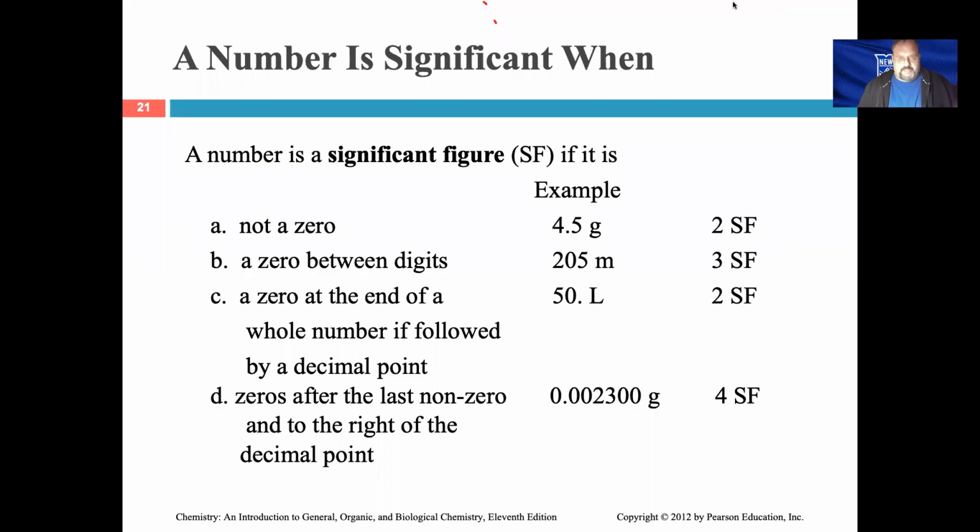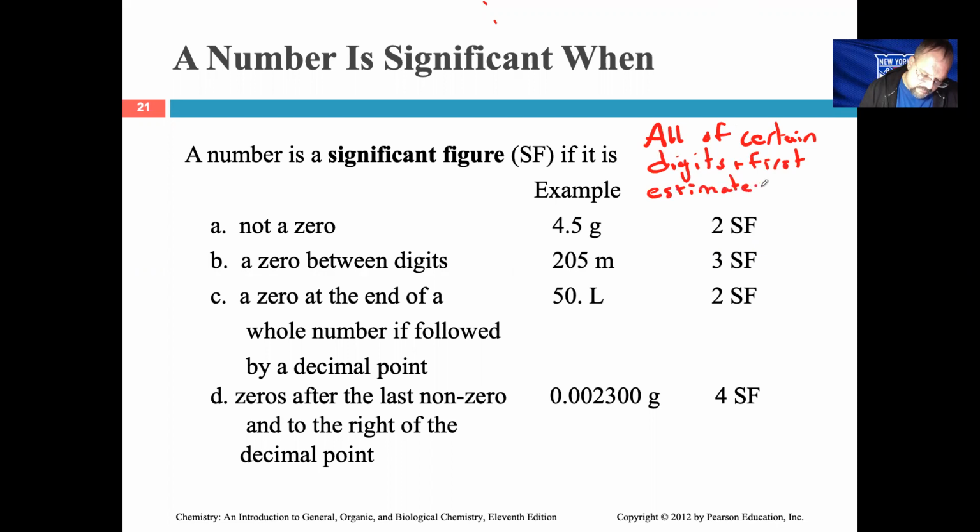Okay, so now let's talk about significant figures. And essentially, when we talk about significant figures, we talk about all of the certain digits in a measured number and the first estimated or uncertain digit in a measured number. And really what it comes down to, for the most part, are zeros.